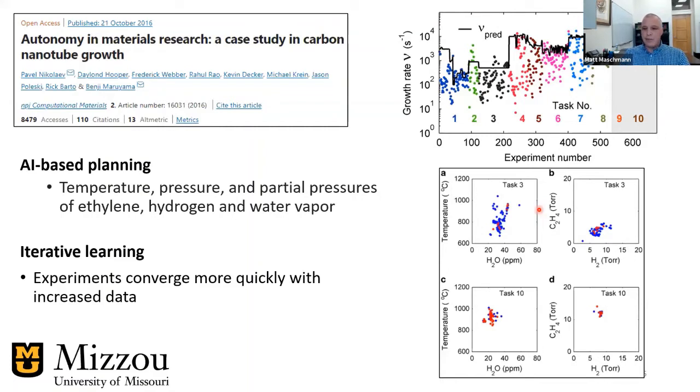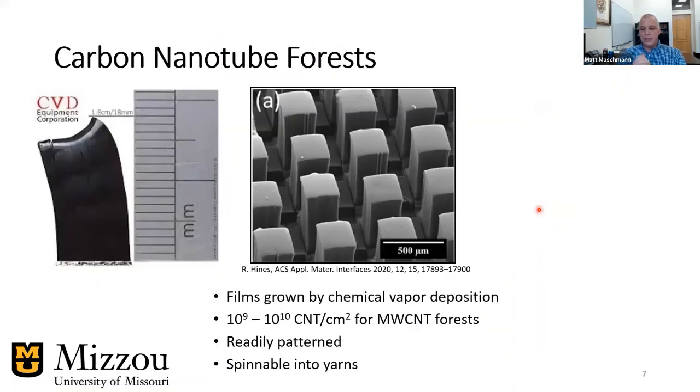So it's pretty neat. It's the first demonstration, at least in the community that I know of, where the user was out of the loop, the experiments conducted themselves and learned from themselves so that they could reach this desired objective function of growth rate. So that was pretty neat. And that actually inspired me. Like I said, I was working with carbon nanotube forests to do something quite similar.